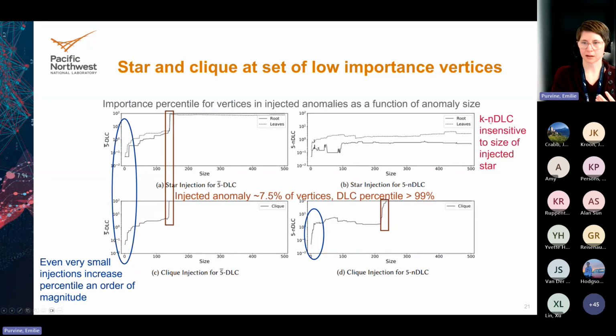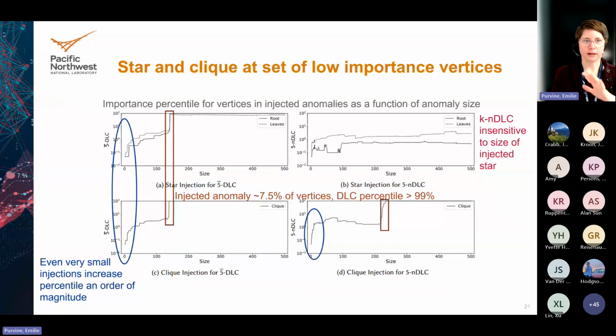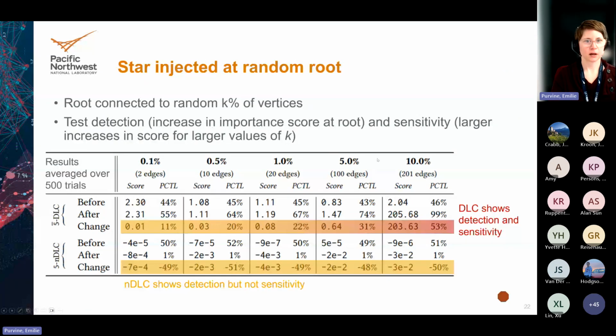And then the last thing is that the K normalized directional Laplacian centrality doesn't seem to be sensitive to the injected star. So that's an interesting observation. So that was targeted injecting the star and the clique at low importance vertices.